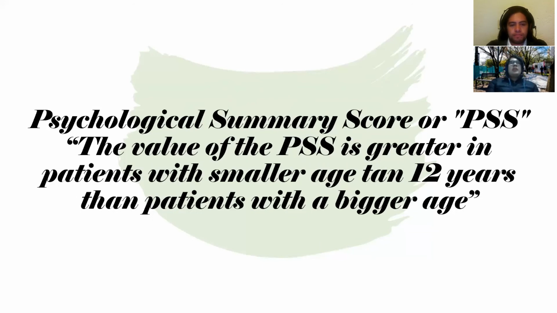For the psychological summary score, or PSS, the value of PSS is greater in patients with an age smaller than 12 years. In this case, we have the opposite case from the previous case.